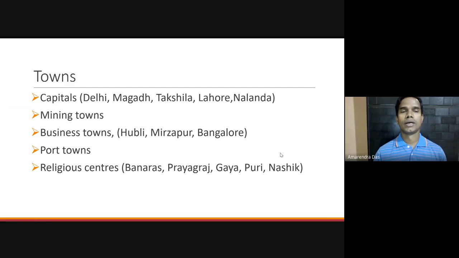These are the categories that we had: either the capital of the kingdom, or mining towns, or business towns, and then port towns. And of course, sometimes all these things can come together. It is a capital town, and mining is happening, and business is happening, and it's a port town, and it could be a religious center. So towns were defined like this. These are only a few names that I have given, but you can take any other name from different states.